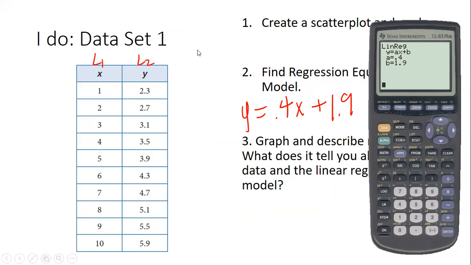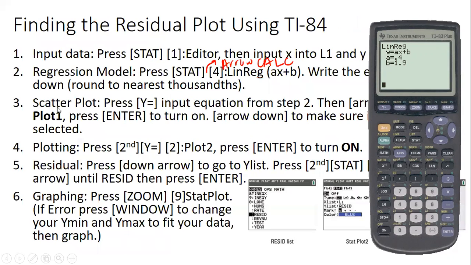All right, good. Okay, now we're gonna make our scatter plot. To do our scatter plot, this is a little chunky of a step, okay? So press y equals. Do we all see y equals? In y equals, we're gonna input our equation. What did we say our equation was? 0.4x plus 1.9.